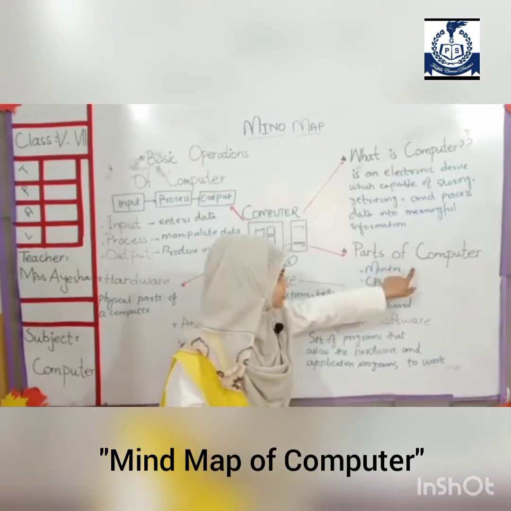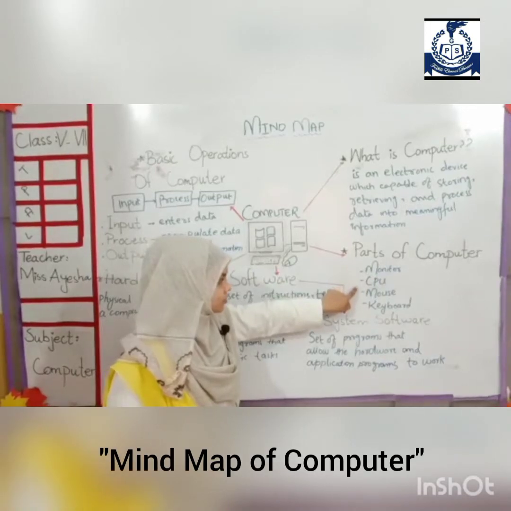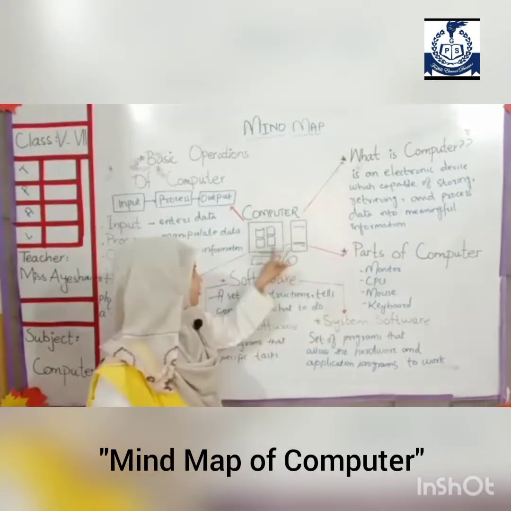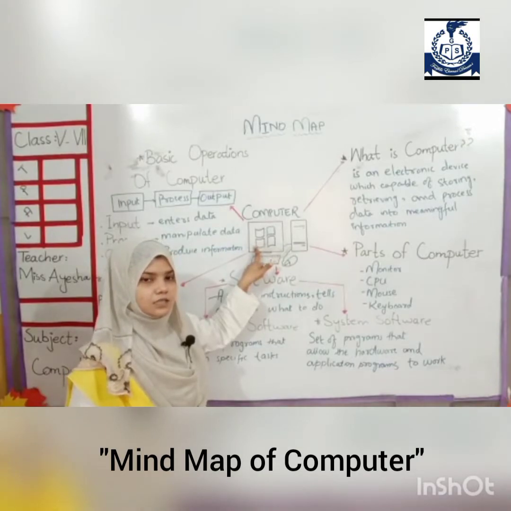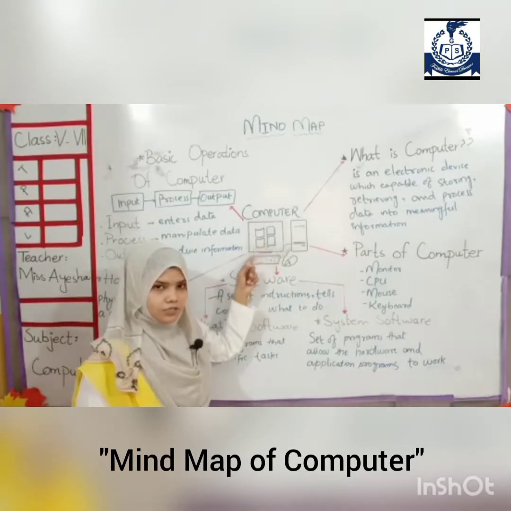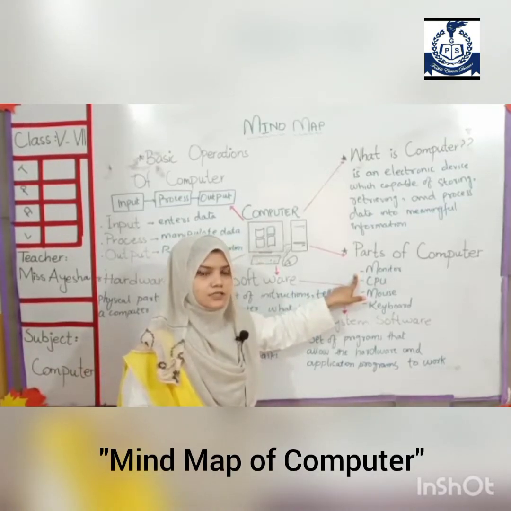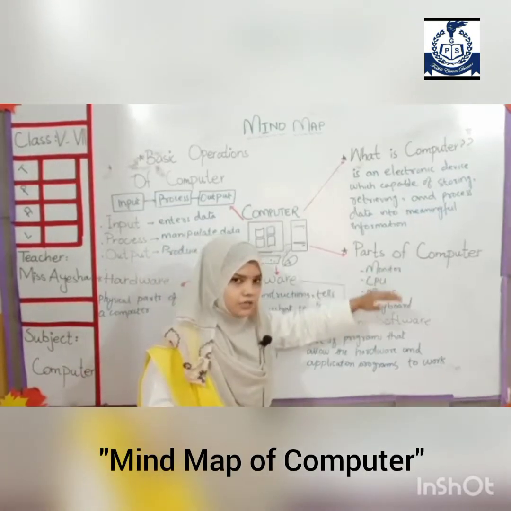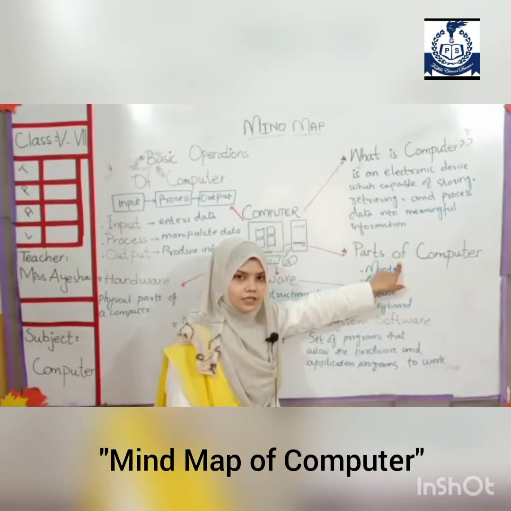Next is parts of computer. There are four main parts of computer: monitor, CPU, mouse and keyboard. First one is monitor. Monitor is an output device. We can see our output on a monitor display. Previously we used a cathode ray tube monitor, CRT monitor, but nowadays we use a flat screen monitor, and these are LCD and LED monitors.